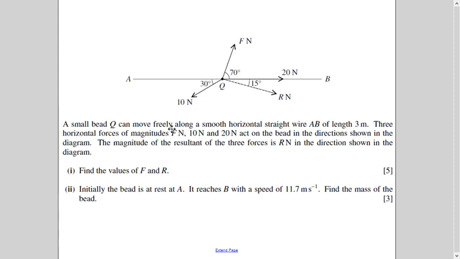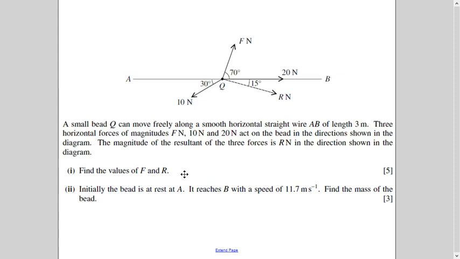In this question, the length of the wire AB is 3 meters, and three forces are applied on it, which have magnitudes 20 Newton, F Newton, and 10 Newton, and angles are mentioned here. This is along AB, 0 degrees. This is 70 degrees along AB, and this is 30 degrees along AB in this direction. And R is the magnitude of the resultant force. So this is given to you in the question.